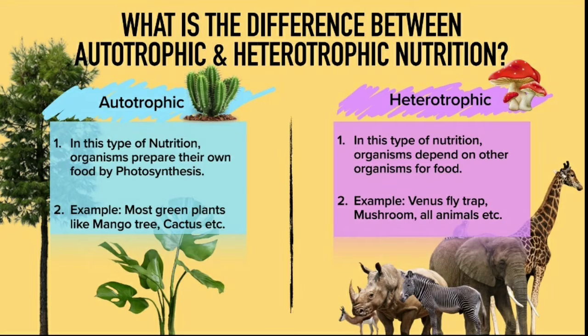Heterotrophic nutrition. In this type of nutrition, children, organisms depend on other organisms for food. Some organisms depend on other organisms, plants or animals, for their food. So this is called heterotrophic nutrition. For example, Venus flytrap, mushrooms, all animals, etc. Understood, children? Good.